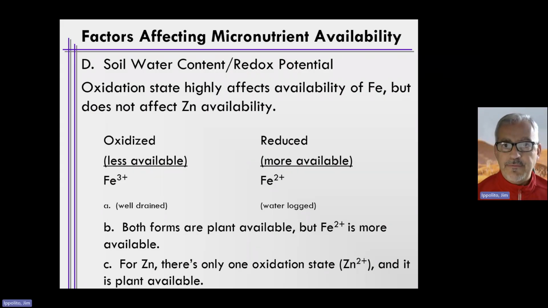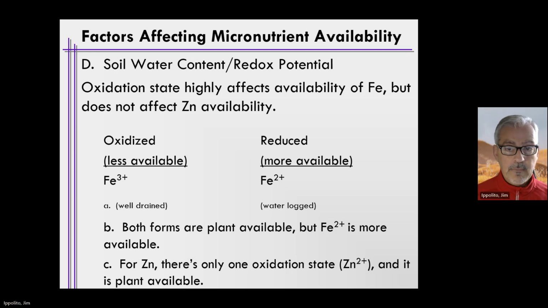The fourth factor that affects micronutrient availability, and specifically with respect to this unit, iron and zinc, is soil water content and redox potential, or oxidation reduction potential. So it's important for me to tell you about oxidation reduction potential with respect to iron and zinc. And we know that oxidation state highly affects iron availability, but it does not affect zinc availability. So why does it affect iron availability, but not zinc availability?